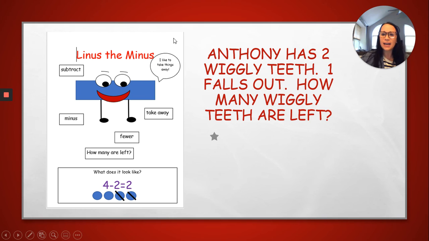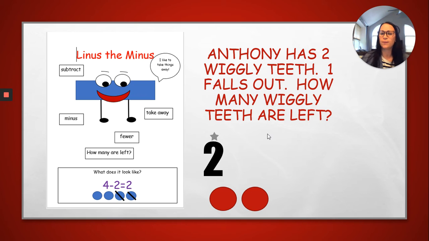Great. So it says Anthony has 2 wiggly teeth. That's our bigger number. So that's the number that's going to go in the front. And we're going to draw 2 circles for Anthony's 2 wiggly teeth. Do you have your 2 circles? Great job. Now it says how many are left. So we know we're going to need our minus sign. So I'm going to put my minus sign next.